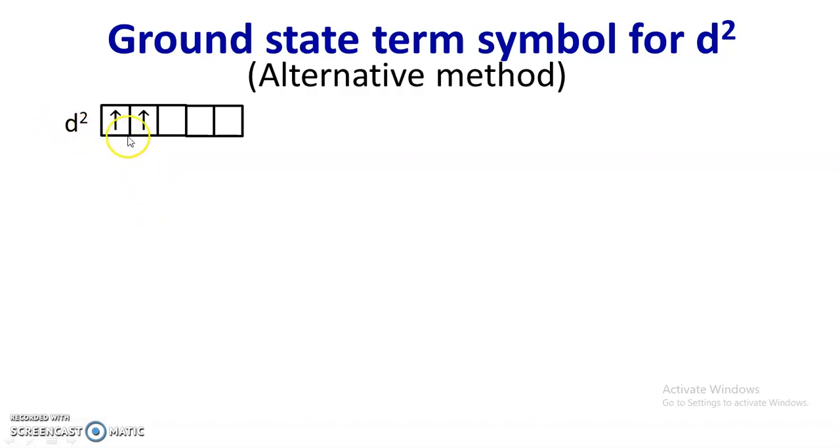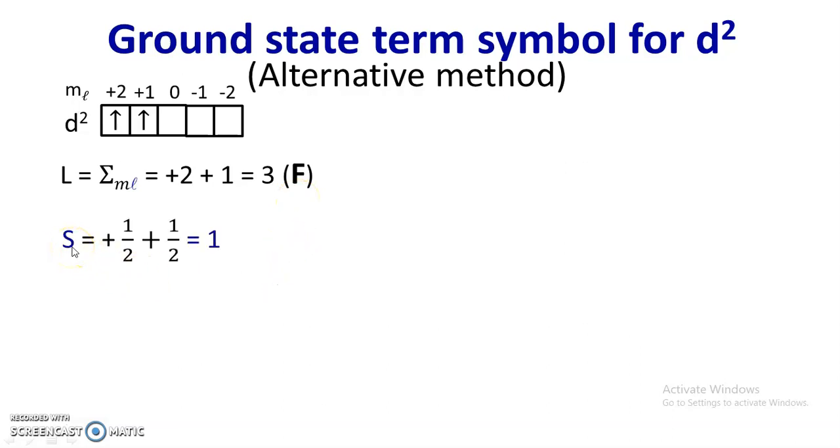Now the configuration is d2, so 2 electrons are accommodated in the d level, and these are the ml values for the 5 orbitals: ml is equal to +2, +1, 0, -1, -2. So for the first electron the ml value is +2, and for the second electron it is, for example, +1. So L is the summation of ml values. When we take the sum of these two values, it is 3. So L is equal to 3 means it is an F term.